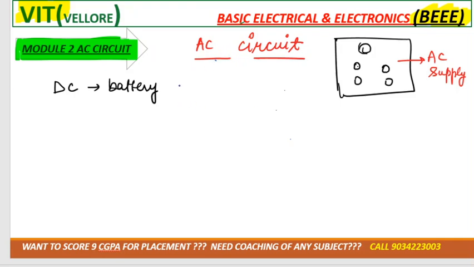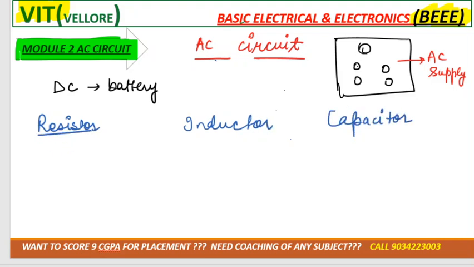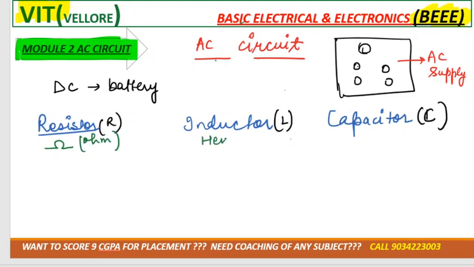Now generally in an AC circuit we'll use three kinds of elements. One element is the resistor, another is the inductor, and another is the capacitor. The resistor is denoted by R, the inductor is denoted by L, and the capacitor is denoted by C, right? The resistor's standard unit is ohm, denoted by Ω. The inductor's standard unit is Henry, denoted by H. The capacitor's standard unit is farad, denoted by F, right?